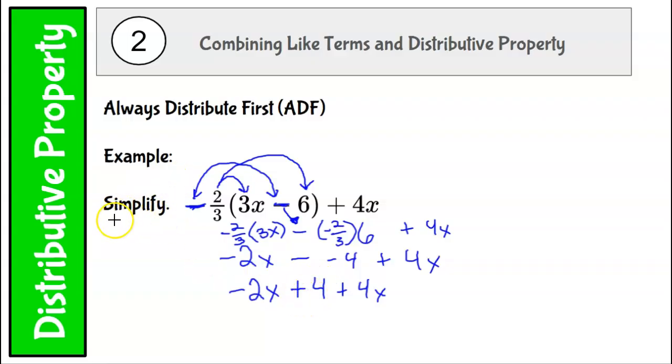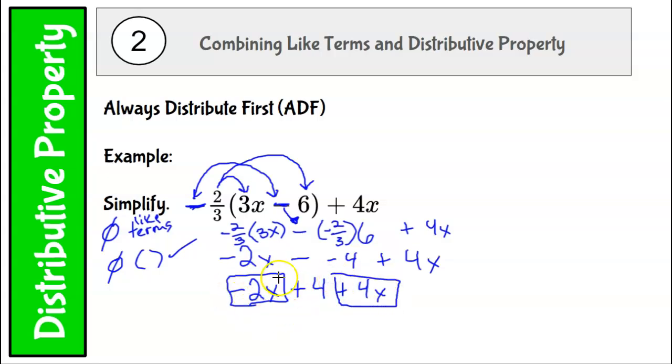All right, but we're not simplified yet. Remember, simplify means we have no like terms and we have no parentheses. So we got rid of the parentheses, check, but we still have like terms. Negative 2x and 4x. And remember, we put a box around the whole term, including the symbol to the left of it, so that when we combine it, we remember that the negative belongs with the 2 and the plus belongs with this 4, not with this 4. And we can combine those two because they have the same letter. And now it is simplified because we have no like terms and we have no parentheses.